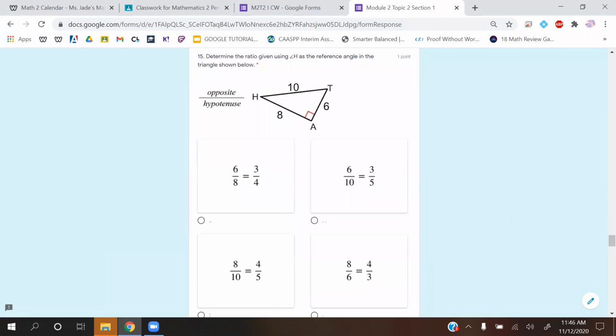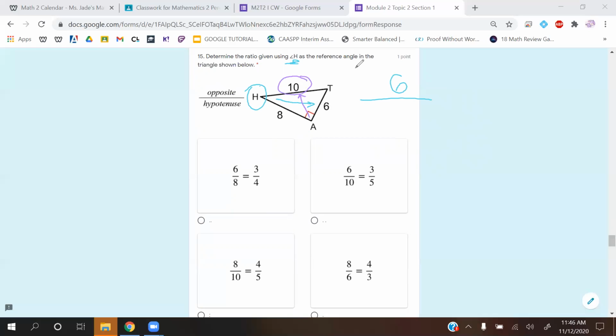So let's annotate for that one. Starting off with our reference angle. So they want H as our reference angle. And then they say, what is opposite of angle H? 6? Yes. So you draw the arrow directly across from H and you get 6 as our opposite. And then what is our hypotenuse? 8?